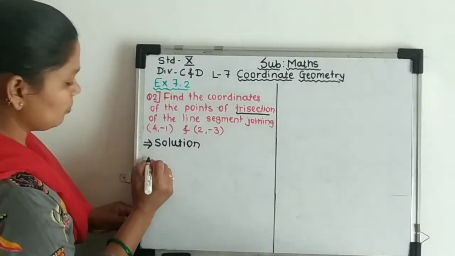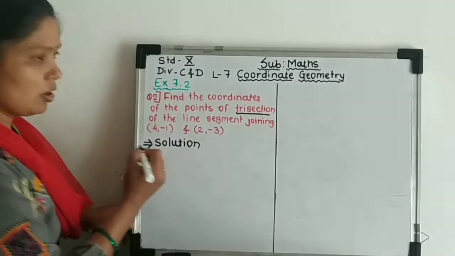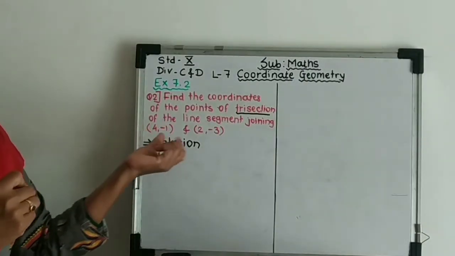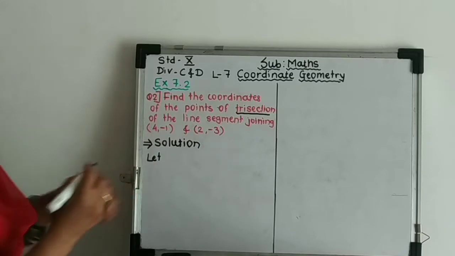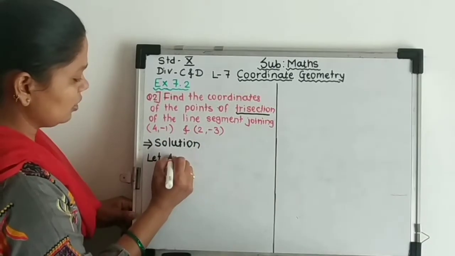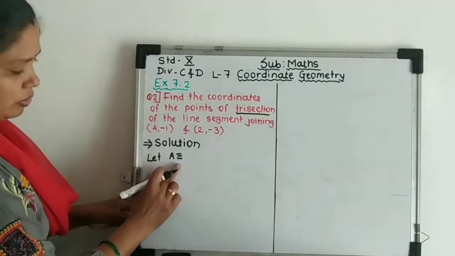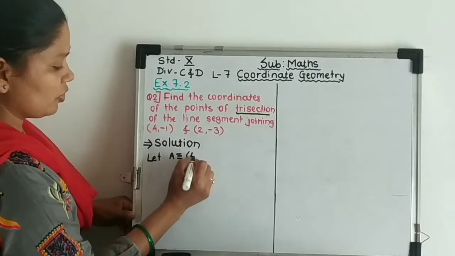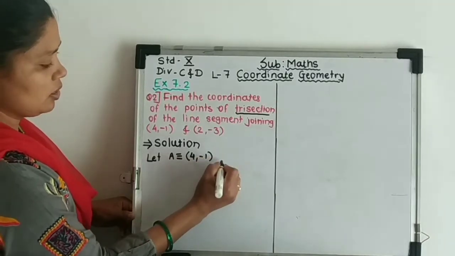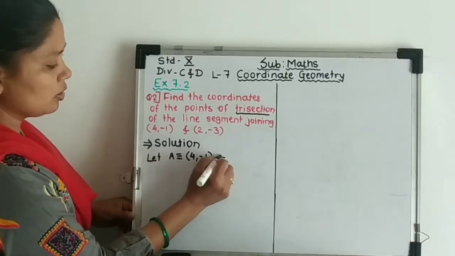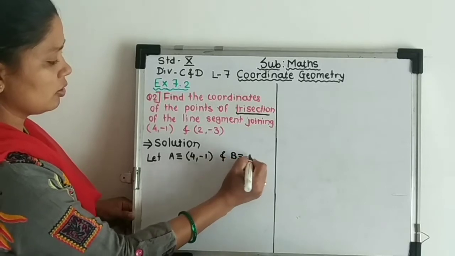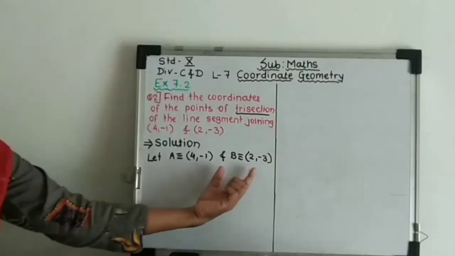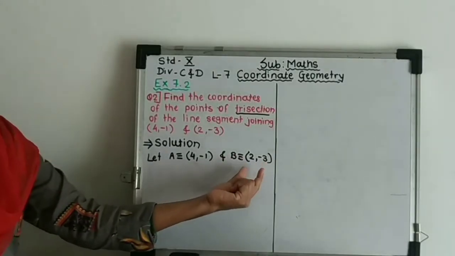First of all, we will write: let the point (4, -1) be A, and B equals (2, -3). We will write A, you can put 3 lines also or one simple arrow for it, (4, -1), and B equals (2, -3). Got it? So we have written this.